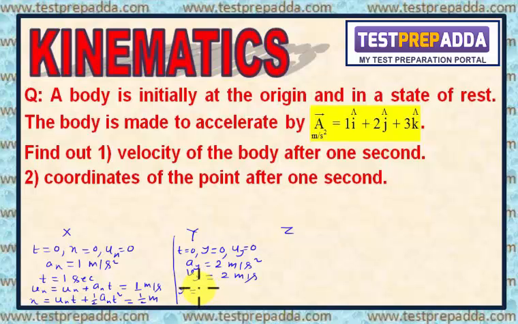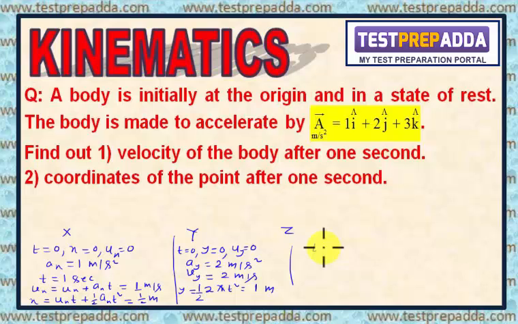And that is why it will become 2 meter, sorry, 2, this is half a t square. So 2 into t square is 1. That is why it is 1 meter.